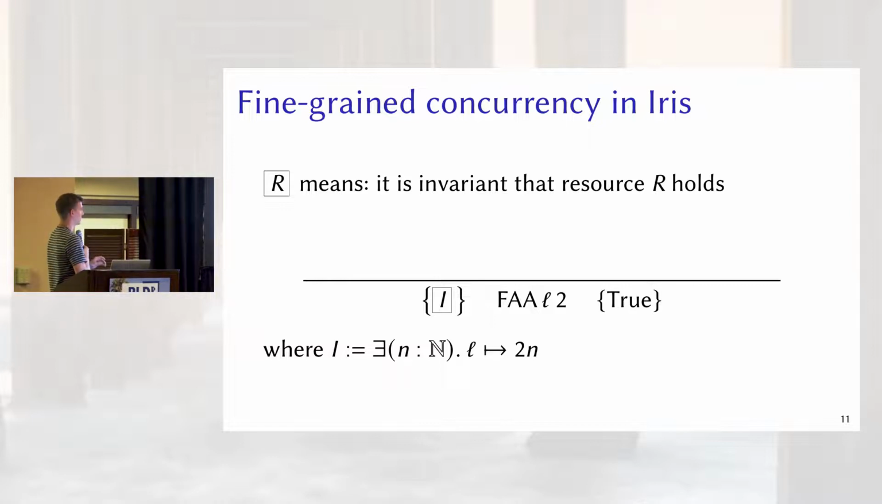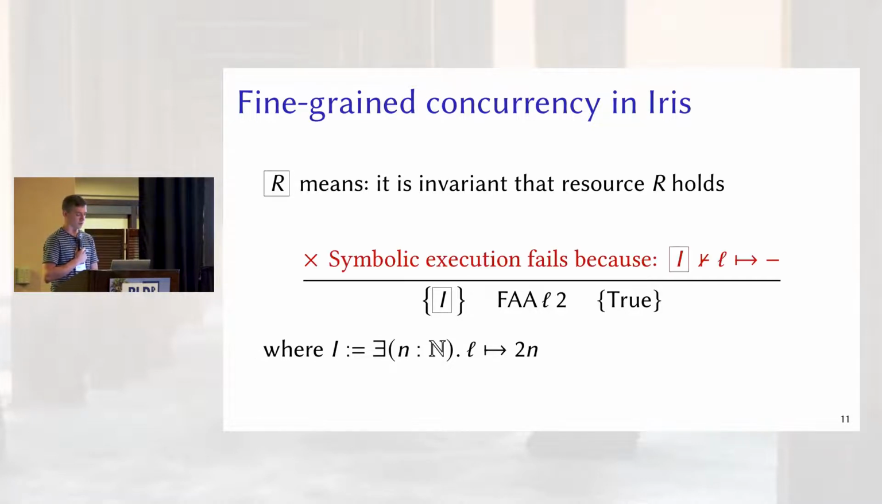So the reason why this Hoare triple is true is whatever the even number was before, if we add 2 to it and store that back inside the invariant, or store that back inside location L, it is still going to be an even number. Now, if you do symbolic execution, this will fail, because by looking at the precondition, there's no L maps to statement in there directly.